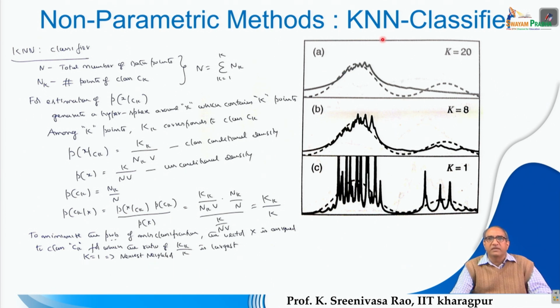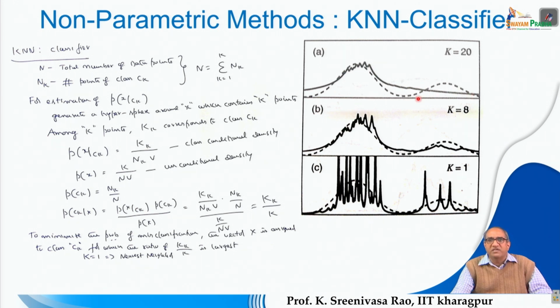Here again, in the case of k nearest neighbor, when you estimate the density for different values of k, as we have seen, as k gets large, say k equals 20, for example, you can see that the dotted line here is the actual true density.